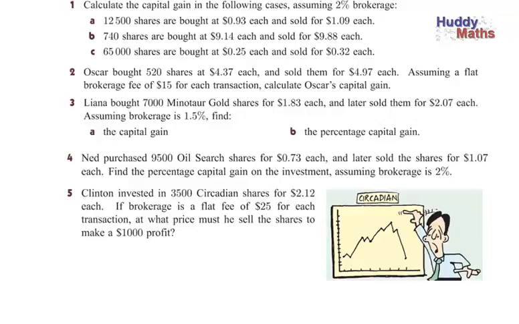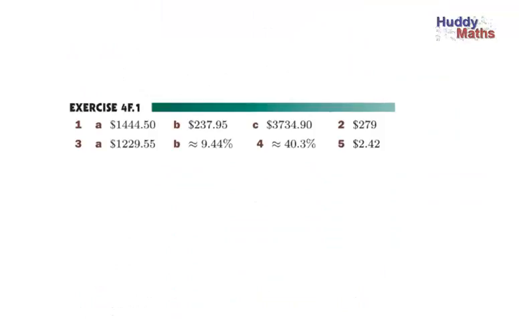All right, 4F1 from Hayes' book here. Now we've got 5 questions. I want you to go through the buying and selling process and then see if you have made or what capital gain you have made. Okay, pause it, have a go. I'll take you to the answers now. There they are, the answers to those 5 questions.